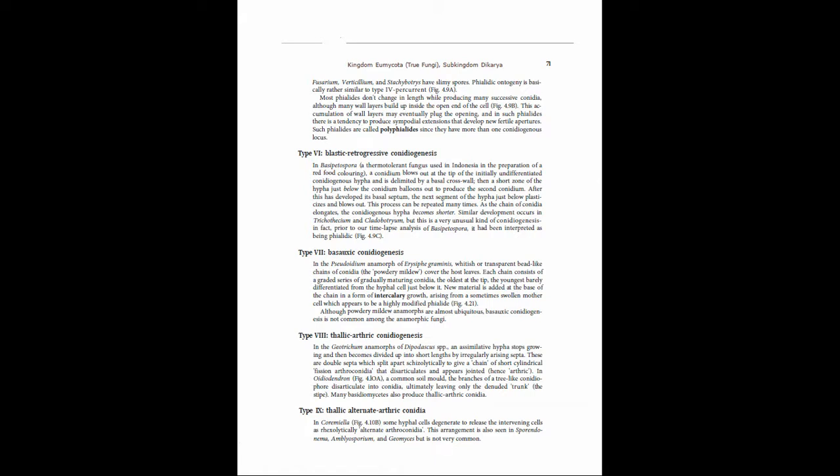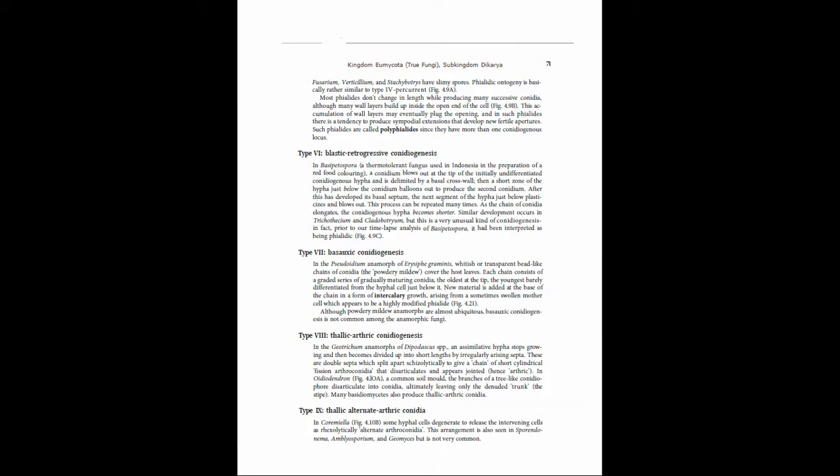Type 6, blastic retrogressive conidiogenesis. In Basipetospora, a thermotolerant fungus used in Indonesia in the preparation of a red food coloring, a conidium blows out at the tip of the initially undifferentiated conidiogenous hypha and is delimited by a basal cross wall, then a short zone of the hypha just below the conidium balloons out to produce the second conidium. After this has developed its basal septum, the next segment of the hypha just below plasticizes and blows out. This process can be repeated many times. As the chain of conidia elongates, the conidiogenous hypha becomes shorter. Similar development occurs in Trichothecium and Cladobotryum, but this is a very unusual kind of conidiogenesis. In fact, prior to our time-lapse analysis of Basipetospora, it had been interpreted as being phialidic, Fig 4.9c.